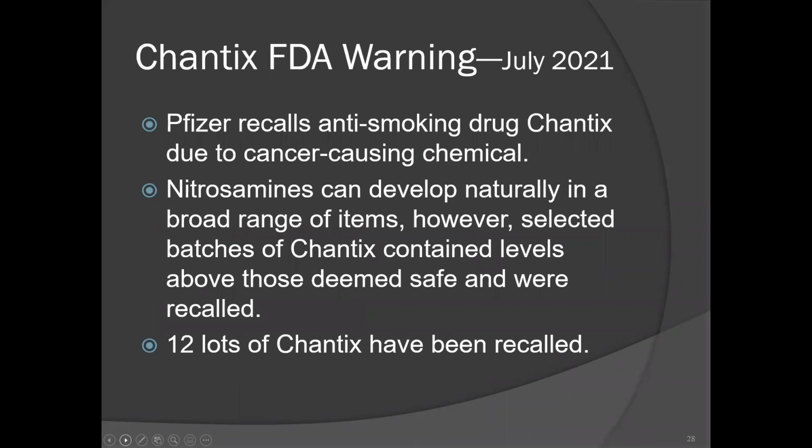More recently, and really initial reports were in the spring of 2021, Pfizer recalled Chantix. They recalled batches of it because there were batches that contained a cancer-causing chemical, nitrosamines. They basically develop naturally, but when in higher amounts, if you will, they can be problematic and associated with cancer. So there were 12 lots of Chantix that were recalled. It's a Pfizer drug, as we said earlier.